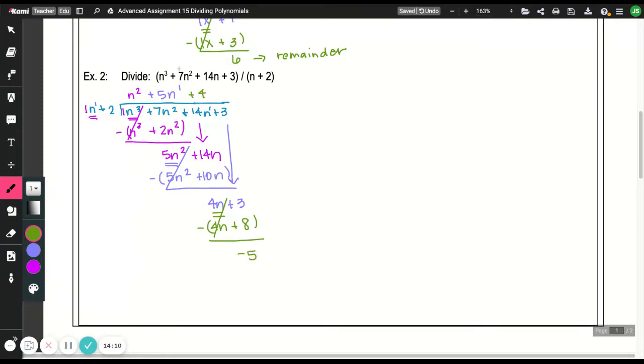So when we write our answer, it's this polynomial, n squared plus 5n to the first plus 4, and then our remainder, so minus, or you could write plus negative, 5 over n plus 2.